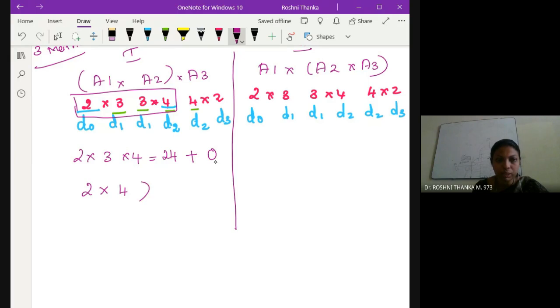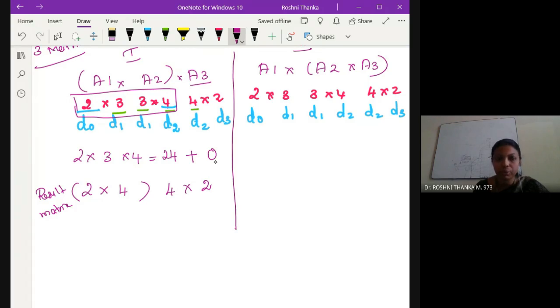So now this needs to be multiplied with which matrix? A3 matrix. What is the size of A3 matrix? This is the resultant matrix. Now with this resultant matrix, I want to multiply this A3 matrix. The size of A3 matrix is 4 cross 2. Now I want to multiply these two matrices. So again we want to find the cost of multiplying these two matrices.